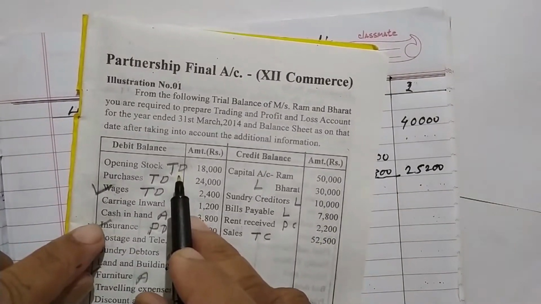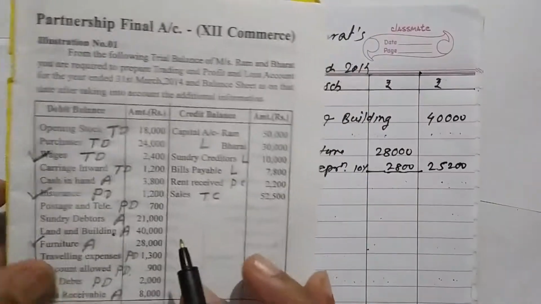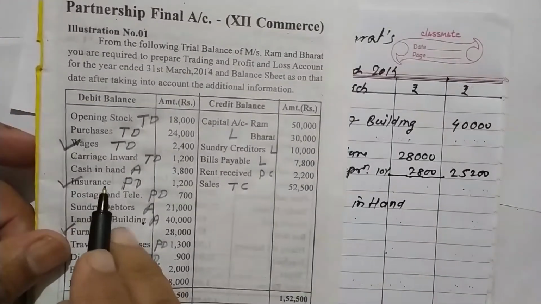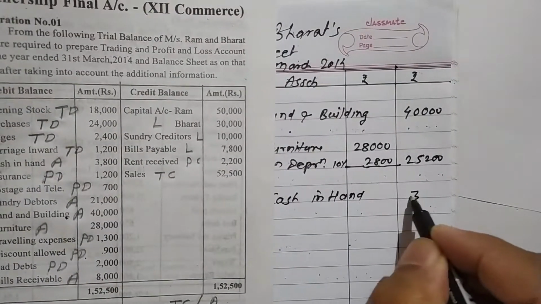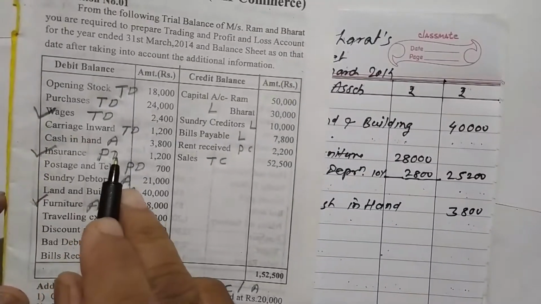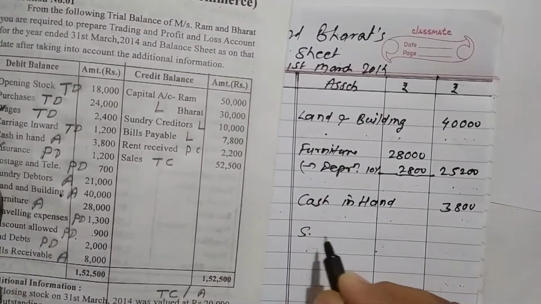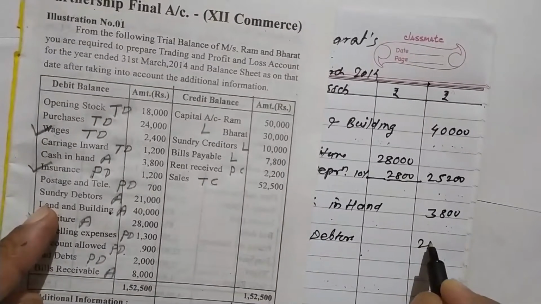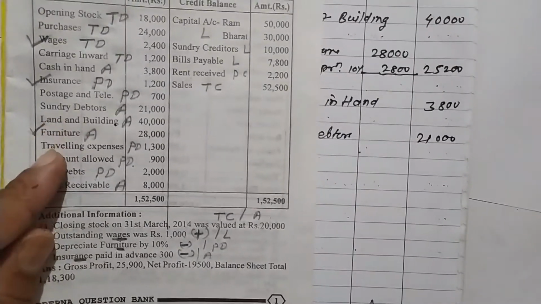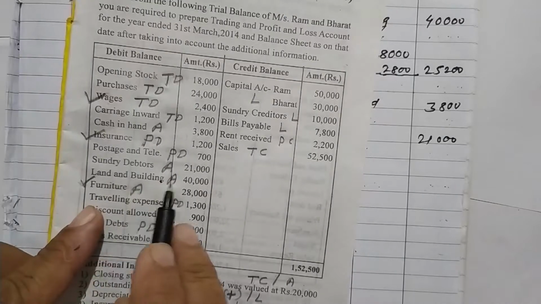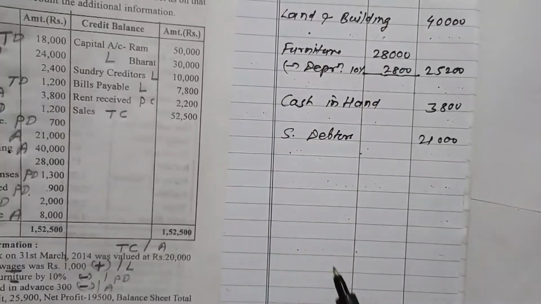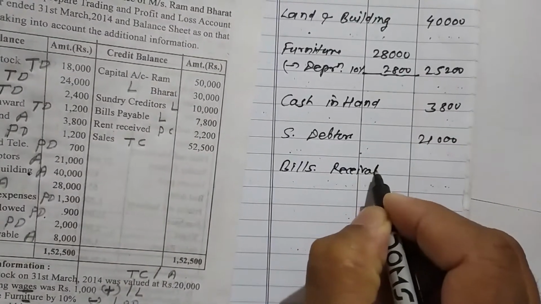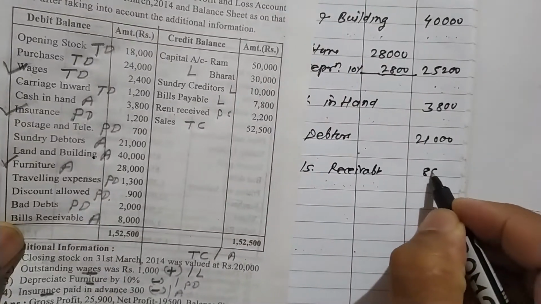Now again see the other assets. Cash in hand is a current asset. Right here it is cash in hand, amount 3,800. Second asset, sundry debtors, amount 21,000. Then the next asset is bills receivable. Right here it is bills receivable, amount is rupees 8,000.